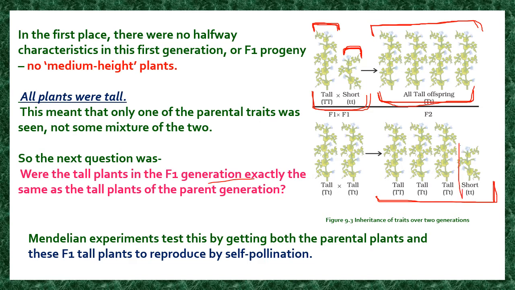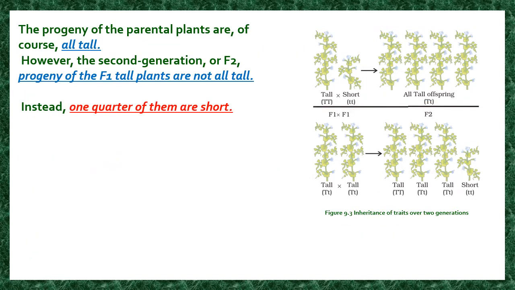1/4 generation. Okay. The progeny of the parental plants are of course all tall. However, in the second generation, or F2 generation, the F1 tall plants are not all tall. Here you can see all the plants are not all tall. 1/4 of them are short, and this short plant can be seen clearly.